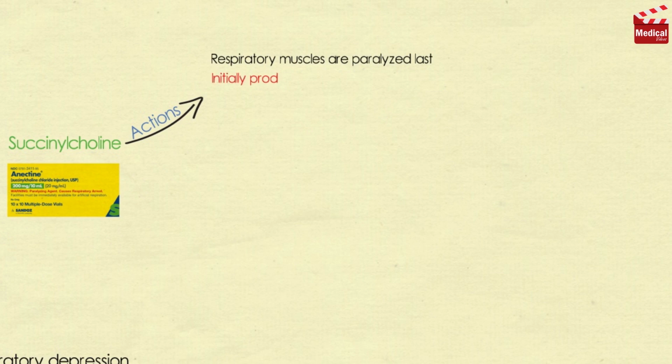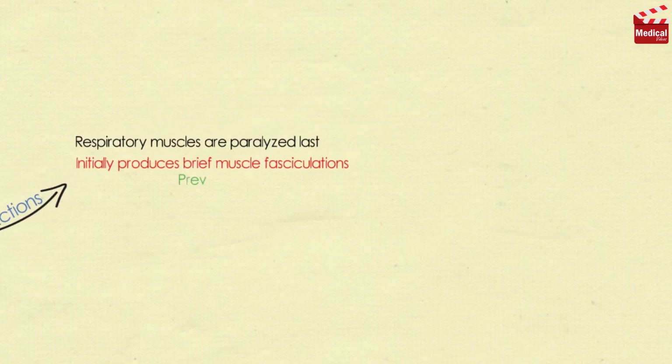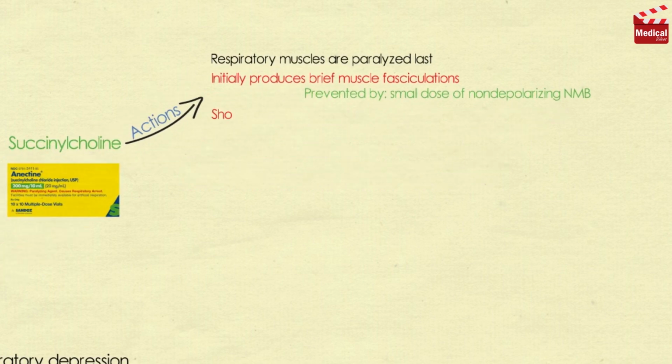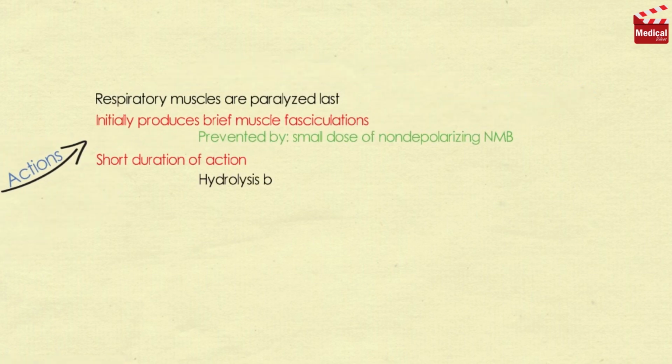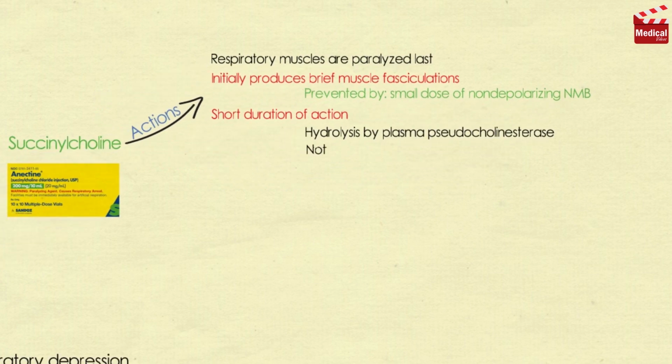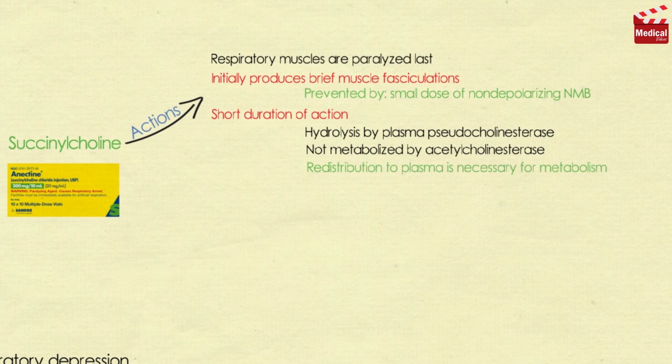Succinylcholine initially produces brief muscle fasciculations that cause muscle soreness. This may be prevented by administering a small dose of non-polarizing neuromuscular blocker before the succinylcholine. Normally, the duration of action of succinylcholine is extremely short, due to rapid hydrolysis by plasma cholinesterase. However, succinylcholine that gets to the neuromuscular junction is not metabolized by acetylcholinesterase, allowing the agent to bind to nicotinic receptors. And redistribution to plasma is necessary for metabolism.